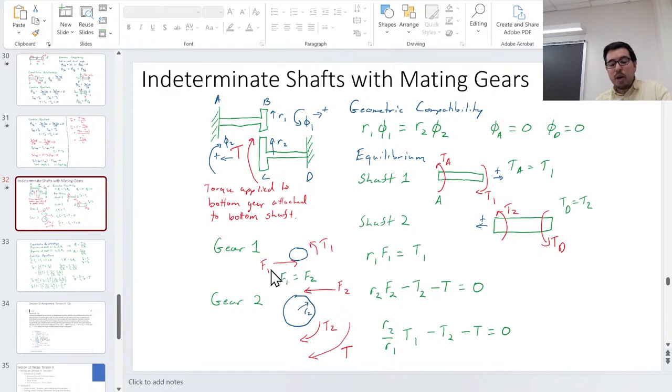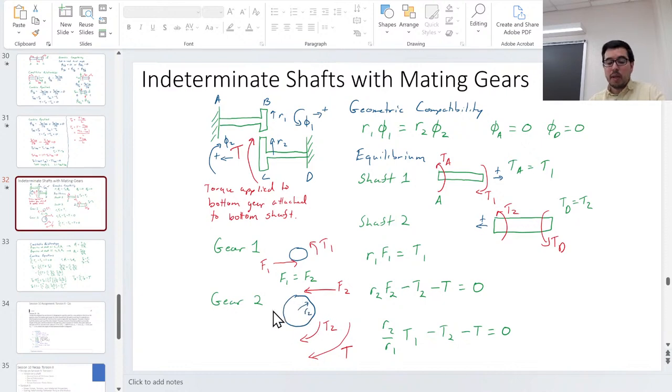That F1 is going to be equal and opposite to a force acting on the other gear, F2. So these are the equivalents. Just like we talked about geometric compatibility and we had equivalent displacements, it's not equivalent torques, but it's equivalent forces between the gears.